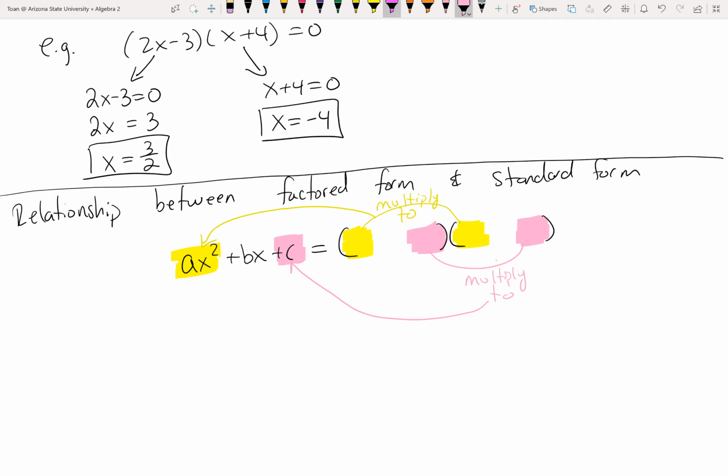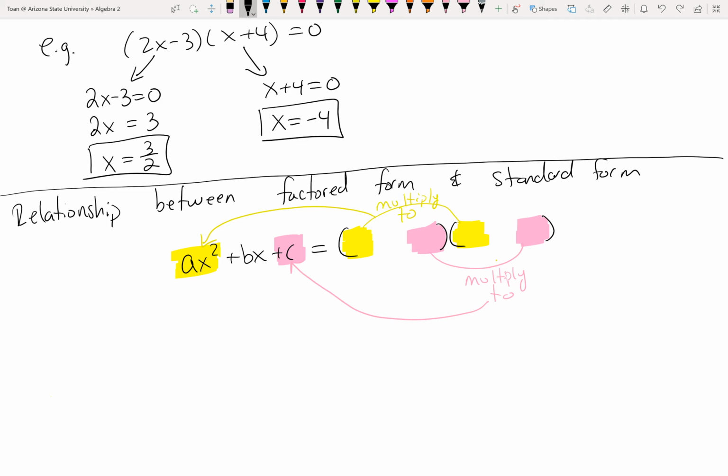The only other part of the standard form that we seem to be neglecting is the bx, the middle here. Well, what happens is once you figure out the yellow pieces and once you figure out the pink pieces, your middle term is sort of like a check. When you multiply these guys out, do FOIL, do repeated distribution, it has to combine into the middle piece. If it does, you're correct. If not, you did something wrong.